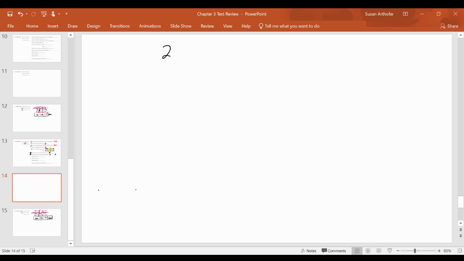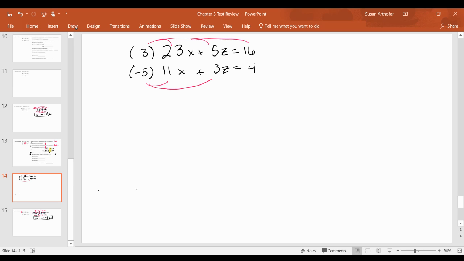So our first new equation was 23x plus 5z equals 16, and 11x plus 3z equals 4. I'm going to multiply by a 3 here, and I'm going to multiply by a negative 5 here. When I do that, it will create a 15z and a negative 15z, and I'll be able to cancel my z's.